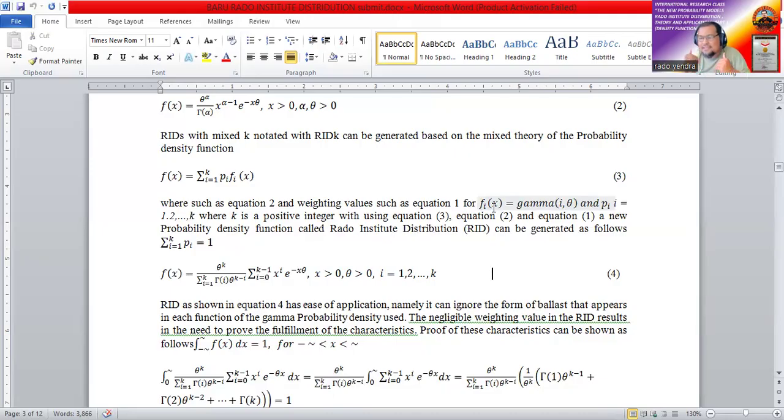So I think this is a good discussion for this time. We will continue another time to talk about the cumulative distribution function for the Rama Indra distribution.